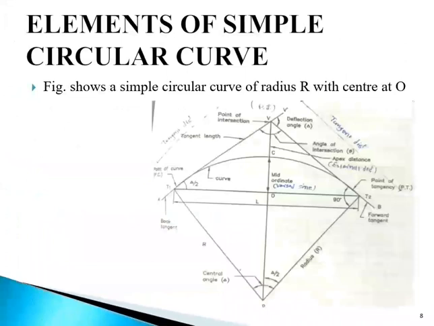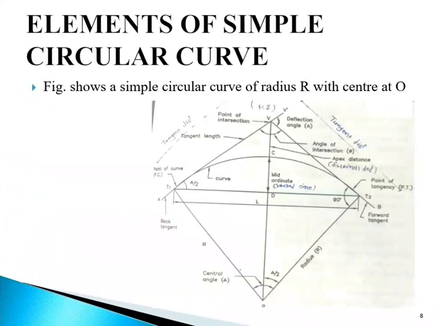Next we are going to discuss the elements of a simple circular curve. This theory is very important for your examination, so be sure you remember each and every term. This is also useful for solving many cases as well as many procedures to draw the curves. So be sure you remember this very well. The figure shows a simple circular curve of radius r with center at O. You can see all the elements in the image here. The curve is set out between two straight lines which are tangents to the curve.